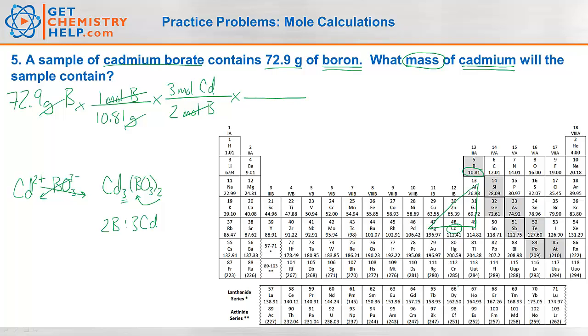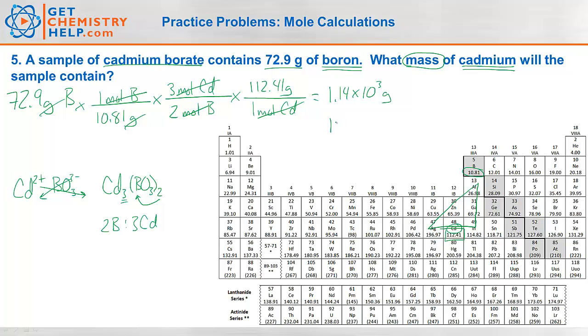So here's cadmium. We see its molar mass is 112.41, so 112.41 grams is the mass of a mole of cadmium. So this has 3 significant figures. The molar mass of boron has 4. Mole ratio is always exact. Molar mass of cadmium has 5, so the answer would have to have 3, which is the fewest. So I get 1.14 times 10 to the third grams.